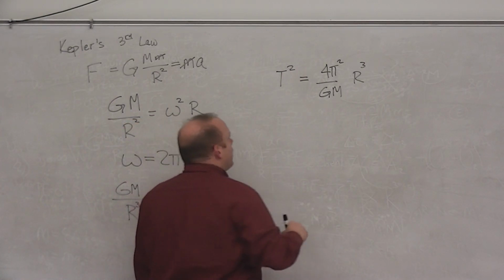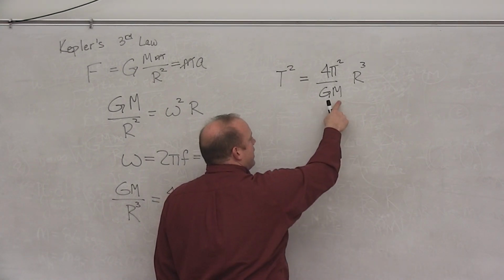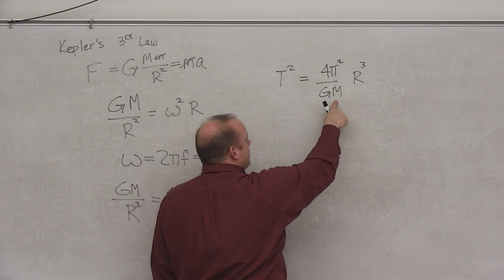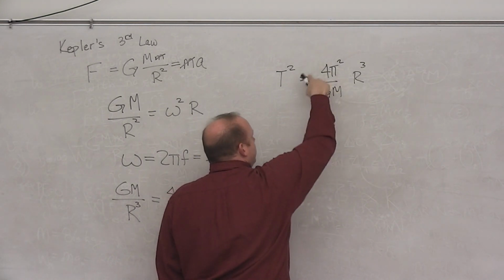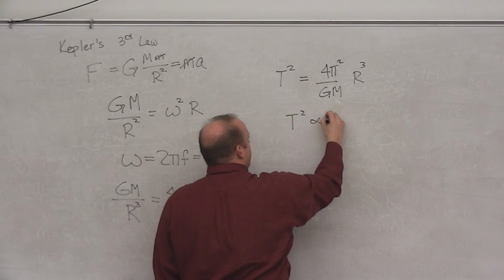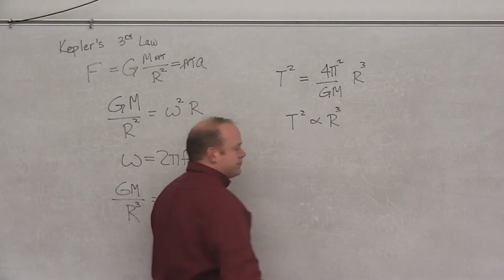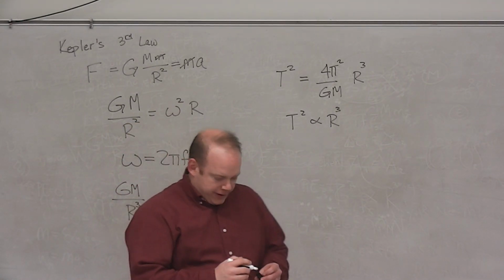Now, pi is a constant. G is a constant. The mass of the planet or whatever object is being orbited is constant. This whole term is a constant. That means that T squared is proportional to r cubed.